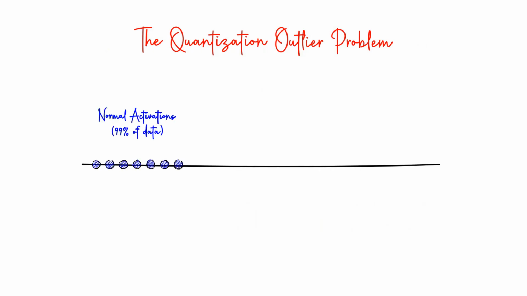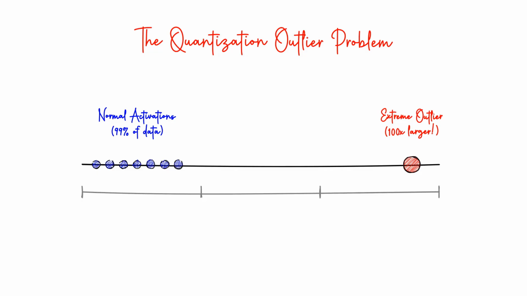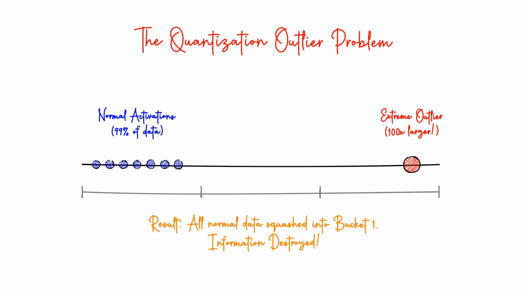We want to shrink those 16-bit floating point numbers down to 3 or 4 bits. But large language models suffer from an anomaly called extreme outliers. A few specific feature dimensions have activations that are hundreds of times larger than the rest. If we define our quantization buckets to fit these massive spikes, the remaining 99% of our data gets squashed into a single bucket. We lose all our information.